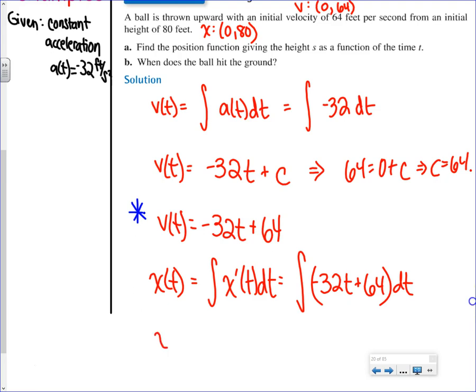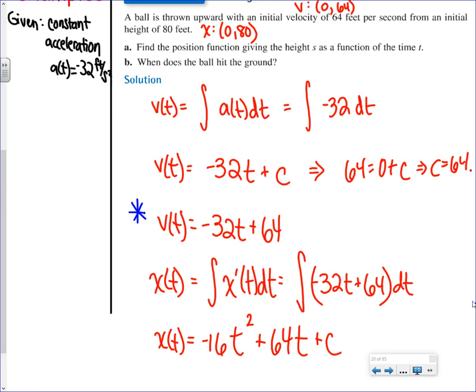So kiddos, use your skills. What's the integral of negative 32t? Careful, not derivative, integral. So t squared, negative 32 over 2, which is negative 16. Does that make sense? And then 64 is a constant, so that'd be 64t. And then what do we do then? Plus C. Now, do we have a way to find that plus C?